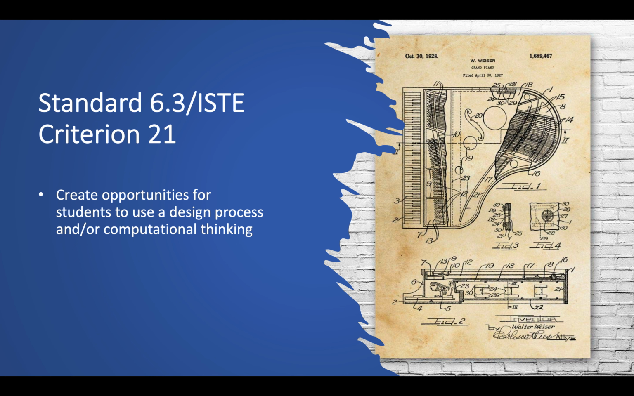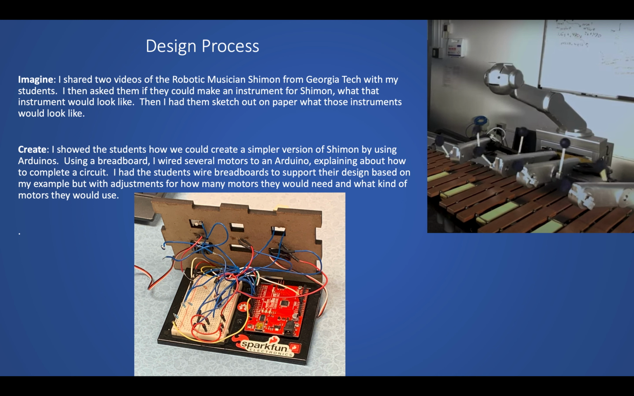Standard 6.3, its D criterion 21, calls for the creation of opportunities for my students to use a design process and/or computational thinking. This slide shows the first two steps of the design process I used in the instruction and implementation of the Robotic Instruments project. First, to get my students to imagine what they could do with this project, I showed them a few videos of Shimon, a robotic musician created by Georgia Tech.